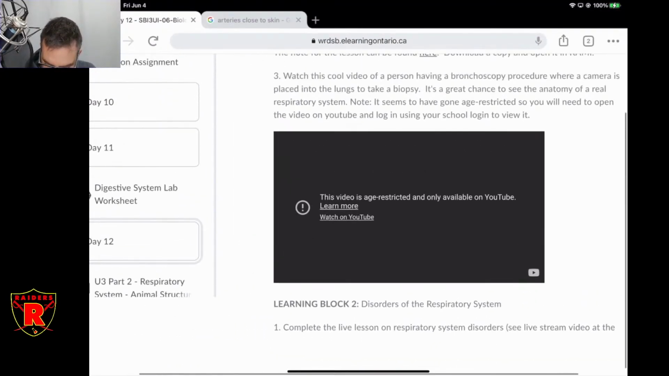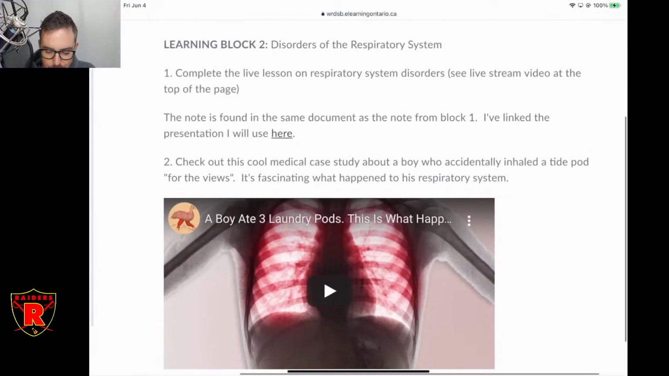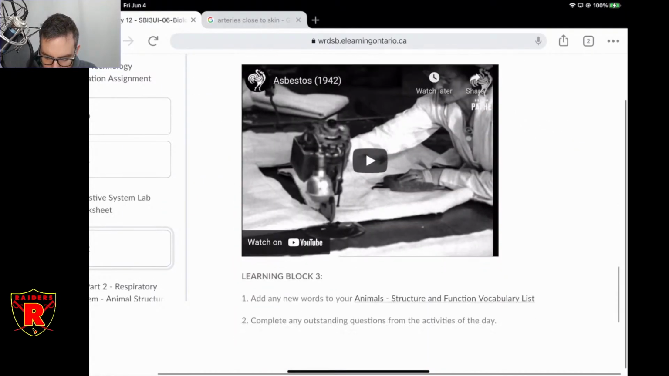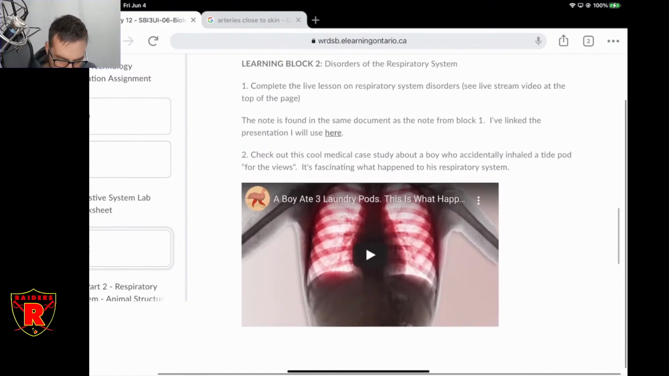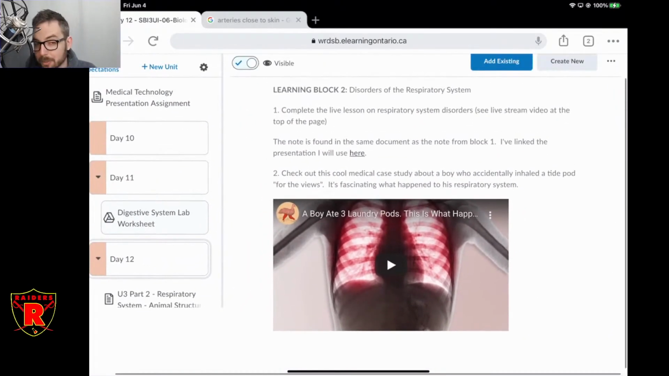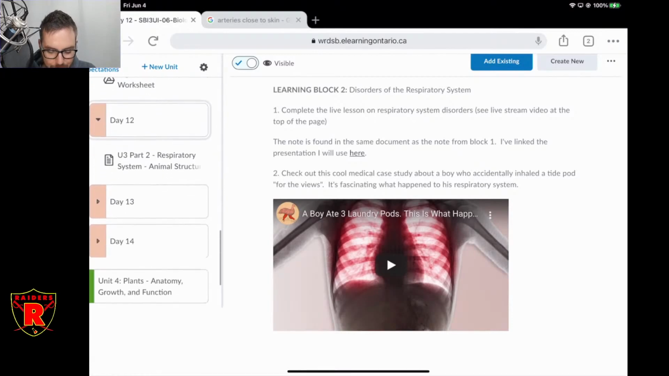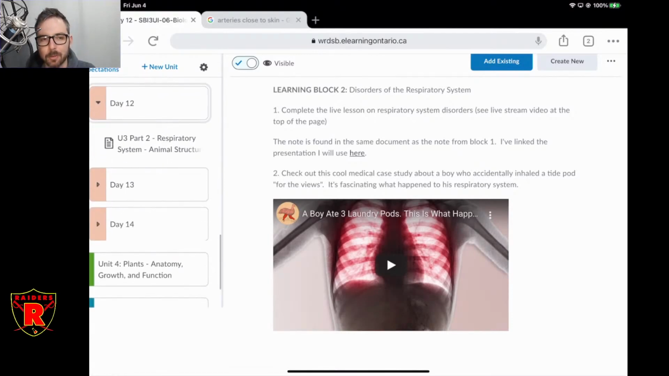And then in block 2, we're going to take a look at some occasions where the respiratory system malfunctions. So what if your respiratory system isn't working properly? What diseases or illnesses can arise from dysfunction of the respiratory system? And that's what we're going to cover today. And then tomorrow, and by tomorrow I mean Monday, we're going to finish up a tiny bit of the respiratory system, and then we're going to get into the circulatory system and talk about blood vessels and stuff like that. Okay, so hopefully at this point you got the note open.